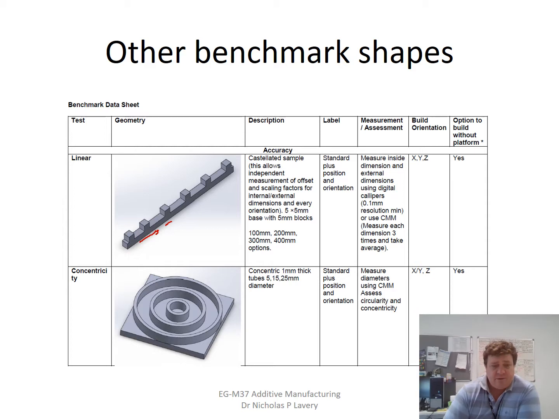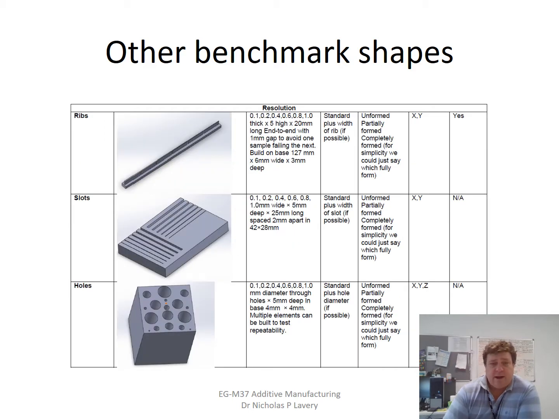Concentricity here, as I mentioned earlier, you can then use a CMM machine to measure the location of the inner wall and the outer wall, and you can compare that to what it was meant to be. So here are slots, a series of smaller and smaller slots, just to see how small you can go with the slots.